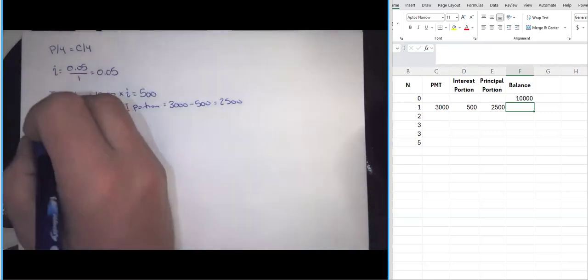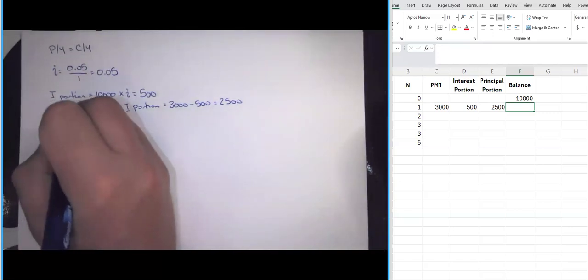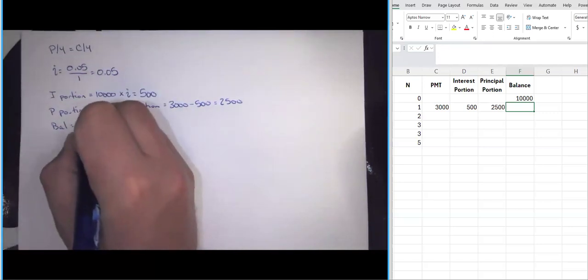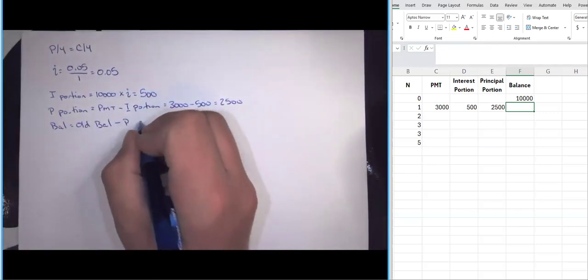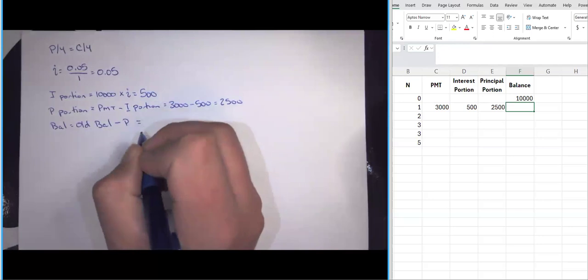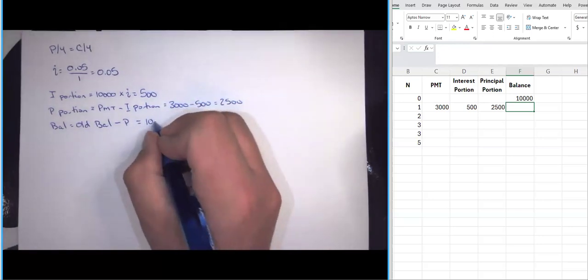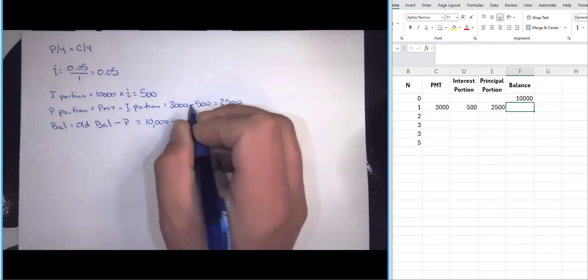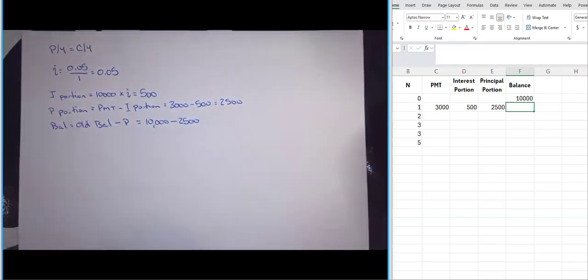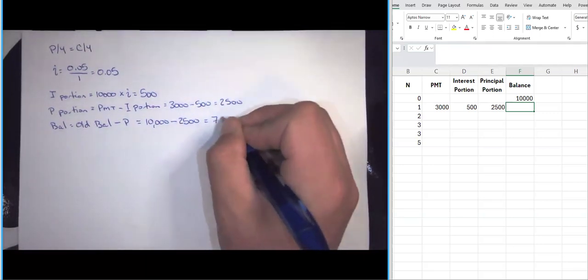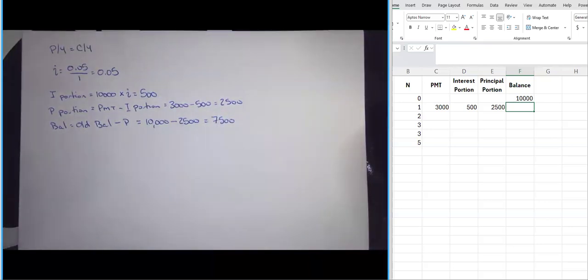And so the new balance is going to be old balance minus the principal. So in this case, $10,000 minus $2,500. So $7,500.